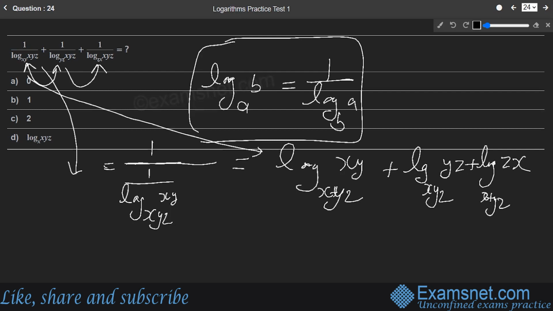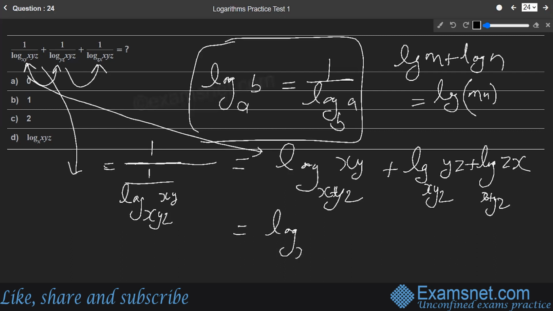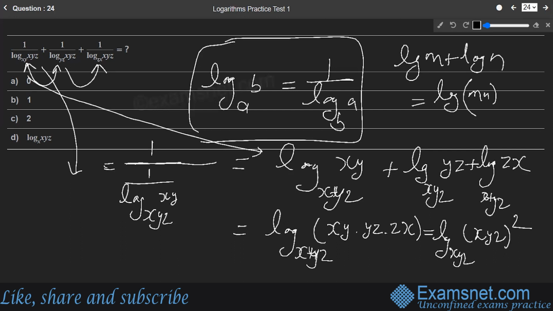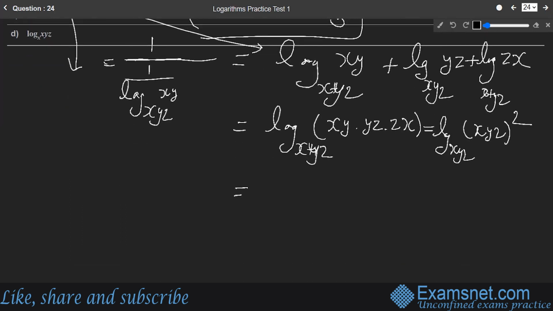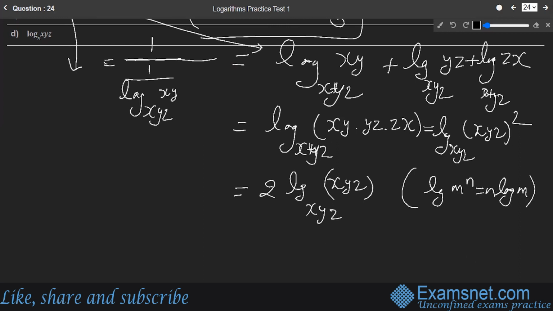Now in this situation, we can use our property which says log m plus log n is nothing but log mn. That is, they come in product form when they are combined. So all the three terms can be combined together in the product form with the same base xyz. So the things will be combined like xy into yz into zx, which will be nothing but log base xyz of xyz's whole square. Now this thing can be written as 2 of log base xyz, xyz. We have used the property log of m to the power n is nothing but n log m.